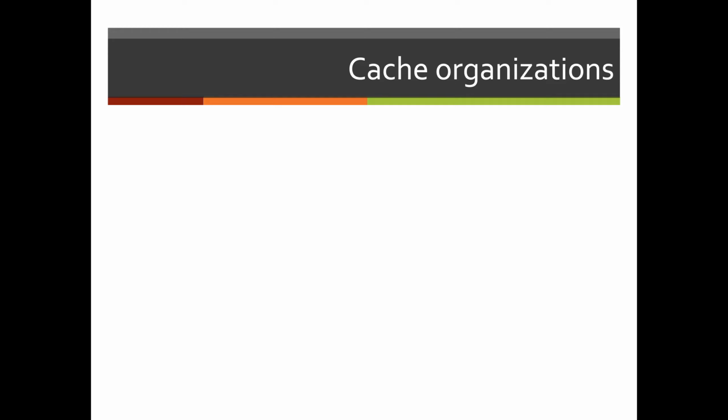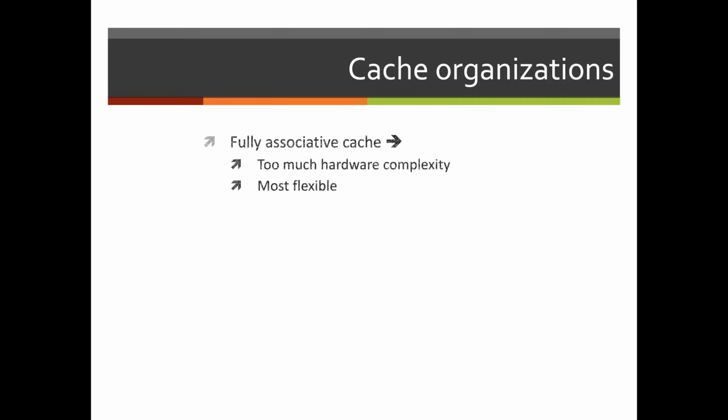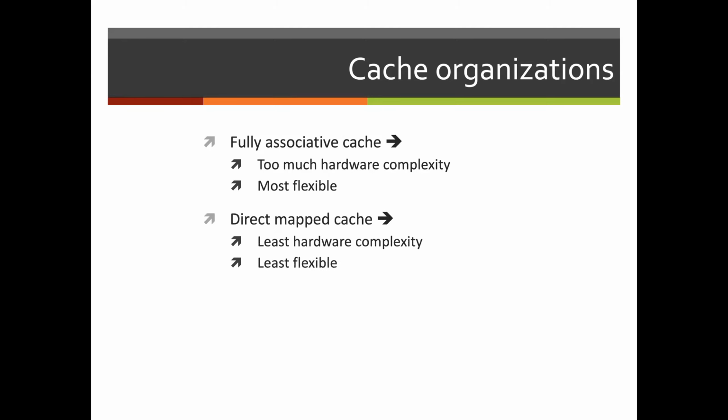In this lesson, we will continue to focus our attention on cache organizations. We've explored two cache organizations thus far. Fully associative cache, which we just introduced, has its benefits. It's the most flexible, but it also requires the most hardware complexity. Our direct mapped cache is fairly simple to implement, but it's not as flexible as a fully associative cache. And so this presents us with a problem.